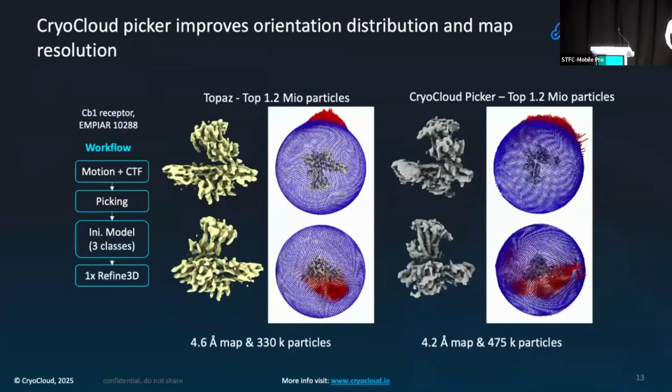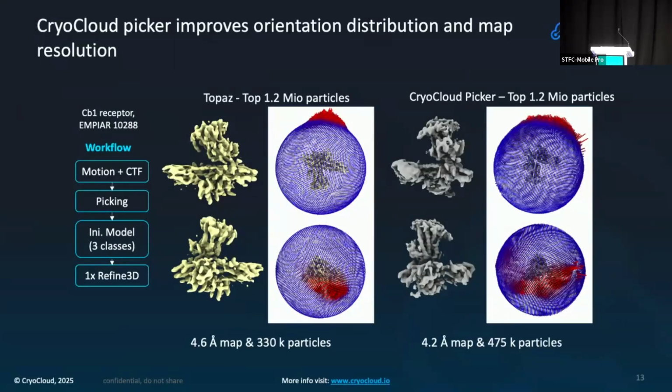Then we did another benchmark, and here we said we just pick the very best particles of each model. We don't run 2D classification, no 3D classification. We just pick 1.2 million particles. And from this data set, the publication had about 2 million initial picks. So this was a relatively conservative number. We run initial model job, pick the nicest class, and then run a 3D refinement. Oh, and I should say it's the CB1 receptor, this data set. From the Topaz picked particles, we got a 4.6 angstrom map and 330,000 particles.